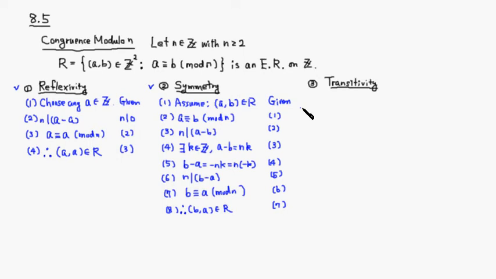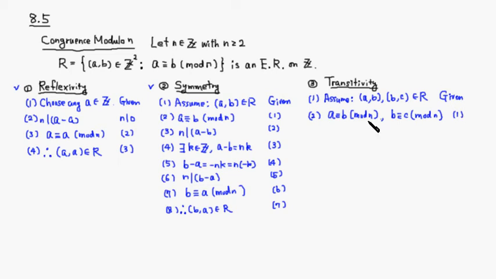Then transitivity. Line 1: assume that a is related to b and b is related to c by this relation R. This is just a given. Line 2: this means that a is congruent to b mod n, and b is congruent to c mod n. That comes from line 1.